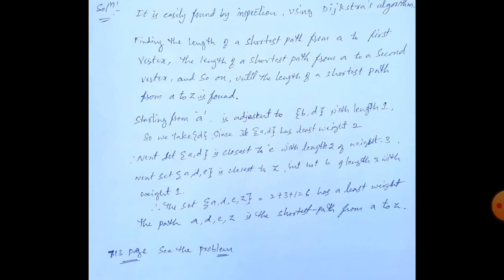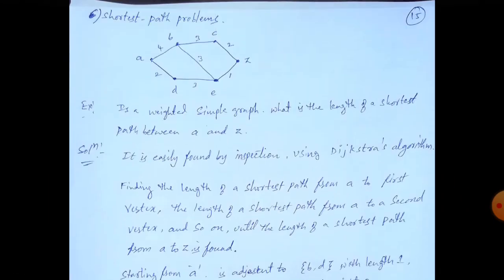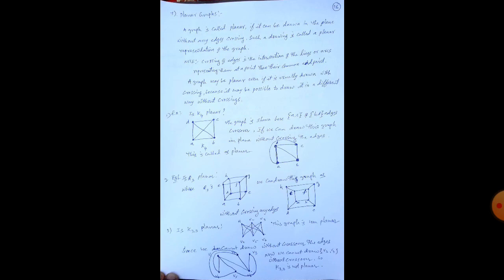Like that we will calculate here. So this is the shortest path problem. If you consider any other path, it cannot give the shortest one. You will get a path, but it cannot give the shortest one. Okay, thank you.